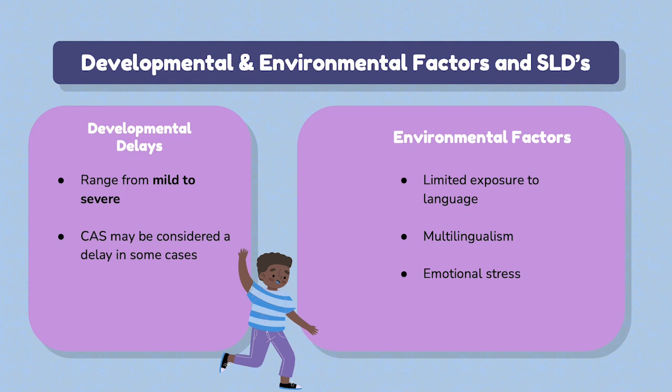Environmental factors. Limited exposure to language in early childhood due to factors such as a lack of verbal interaction can lead to delays or disorders in speech and language development. Another environmental factor is bilingualism. While being raised in a bilingual environment does not cause speech and language disorders, it can sometimes be associated with temporary delays in language acquisition. Code switching is an example of this.